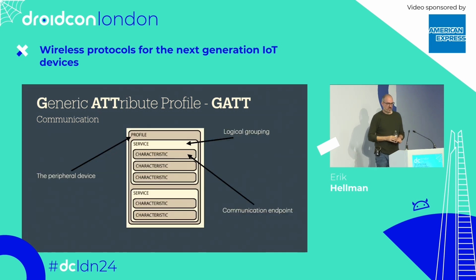GATT is built up in this logical way, or, well, it's called a logical way. The profile is just a naming, that's the device itself. The service is just a logical grouping of characteristics, and the characteristics are your communication endpoints. That's what you read and write to. So you read and write to one or more characteristics usually. The most common way that people have implemented this is that they have two characteristics. One which they write data to, which is sent to the peripheral, and one which they subscribe to for notifications from, which basically means the peripheral is sending data back. So they're two separate messaging endpoints.